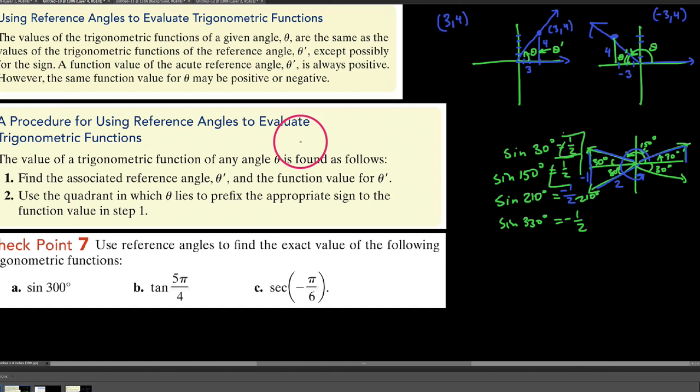So basically what we're going to be doing is this. If anybody wants us to go find a trig function of any angle, like these three angles down here, we're just going to go find the trig function value of its reference angle instead. So the value of a trig function for any angle of theta is found as follows. Step 1, find the associated reference angle, theta prime, and then the function value for theta prime. Because the function value for theta prime has to be the same thing as the function value of just theta, but might be positive or negative depending upon where it terminates. Now for the second step, it says use the quadrant in which theta lies to prefix the appropriate sign to the function value in step 1.